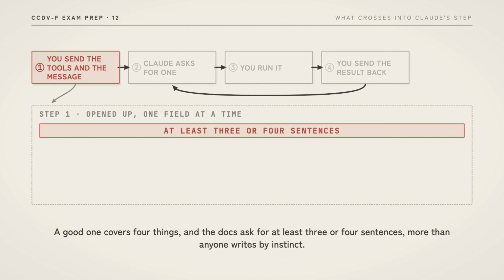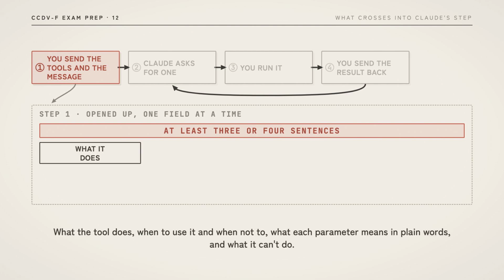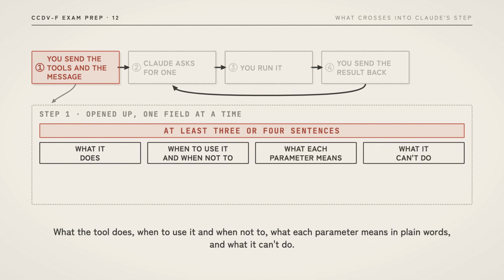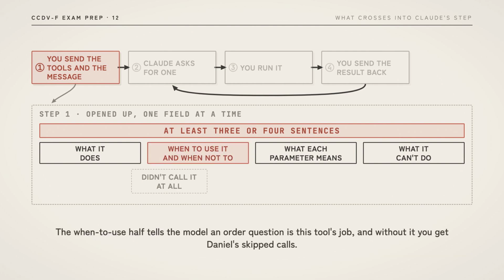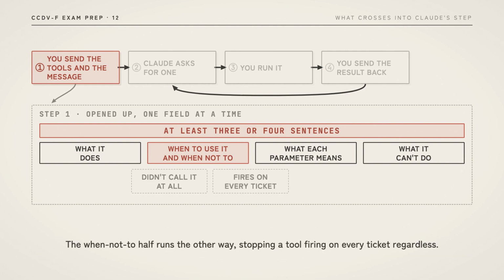A good one covers 4 things, and the docs ask for at least 3 or 4 sentences, more than anyone writes by instinct. What the tool does, when to use it, and when not to, what each parameter means in plain words, and what it can't do. The when to use half tells the model an order question is this tool's job, and without it you get Daniel's skipped calls. The when not to half runs the other way, stopping a tool firing on every ticket regardless.